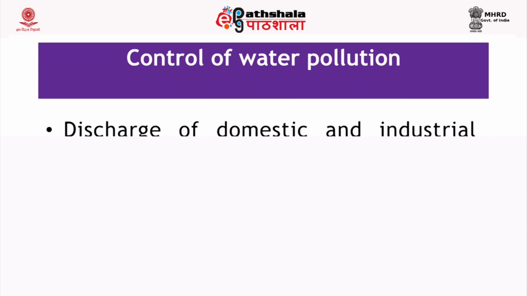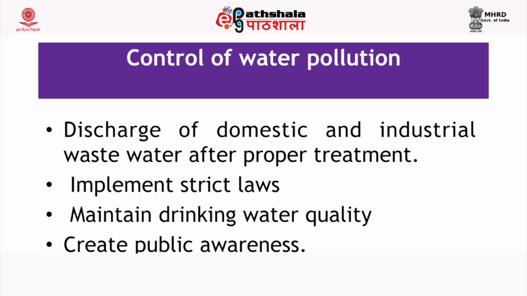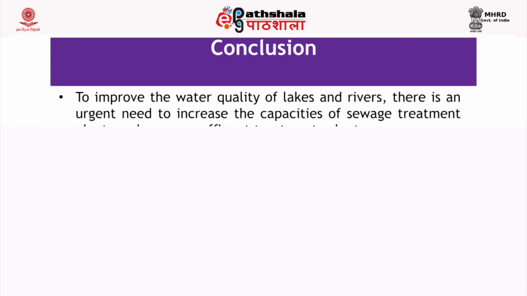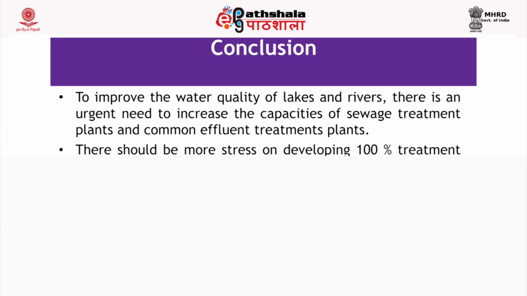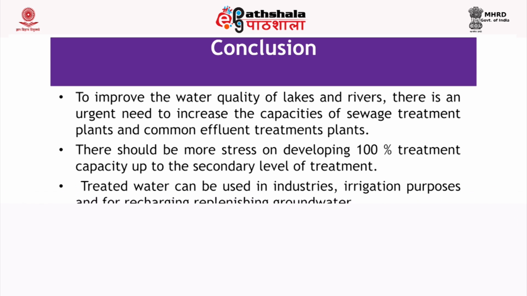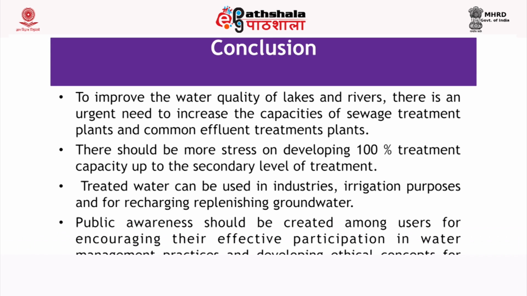Control of water pollution. Discharge of domestic and industrial wastewater after proper treatment, implementing strict laws, maintaining drinking water quality and creating public awareness are various ways to control groundwater pollution. In conclusion, we can say there is an urgent need to increase the capacity of sewage treatment plants to improve the quality of lakes and surface water bodies. There is also a need for capacity building to make the people aware of the effective use of water to reduce the groundwater pollution.